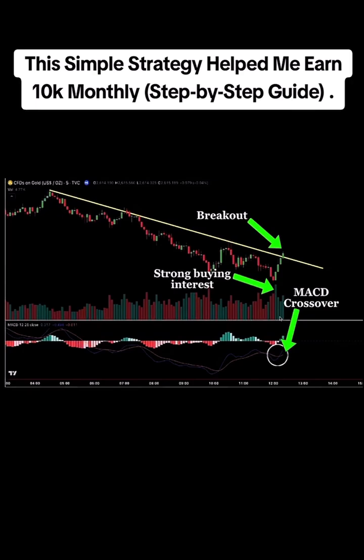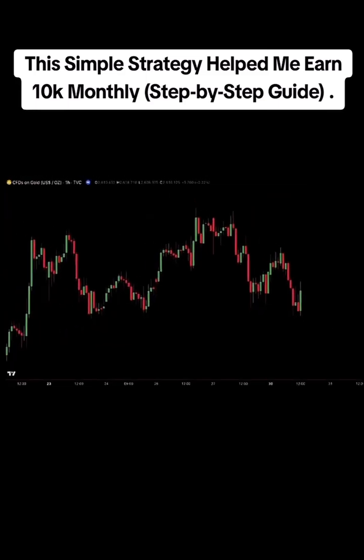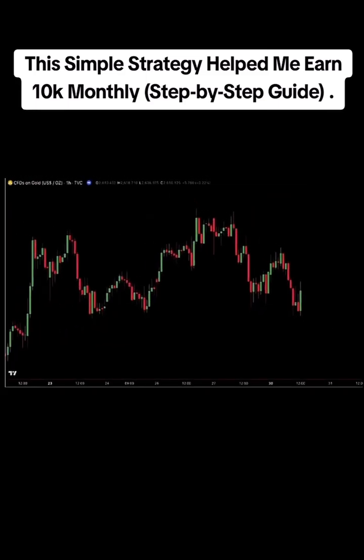At this point, we have all the criteria for a strong buy setup: trendline breakout, volume confirmation, and bullish MACD crossover. Now, let's move to the higher time frame to ensure our setup aligns with the broader market trend. Since we're trading on the 5-minute chart, the higher time frame is the hourly chart. On the hourly chart, focus on the trend direction, not the MACD or volume.